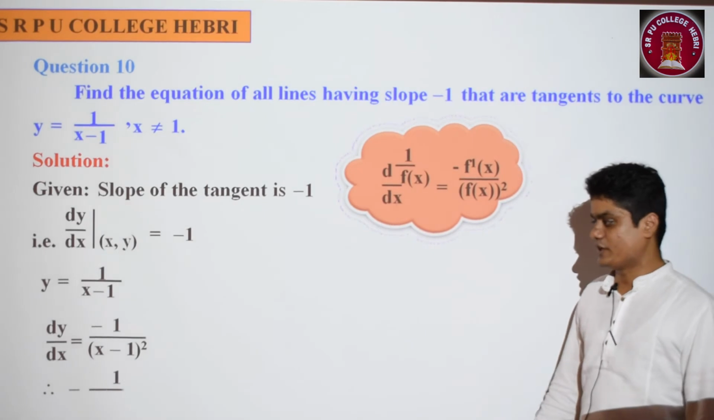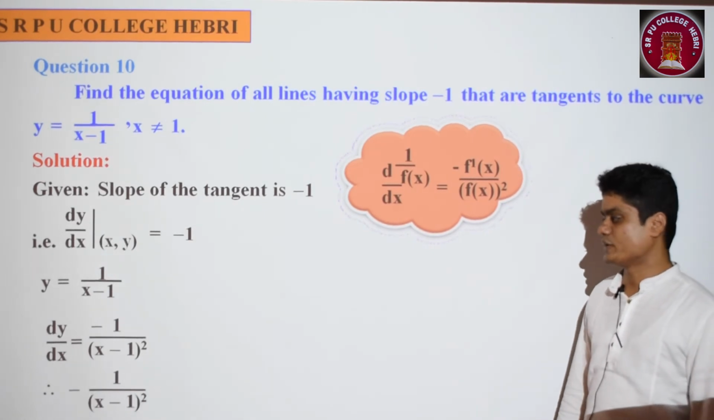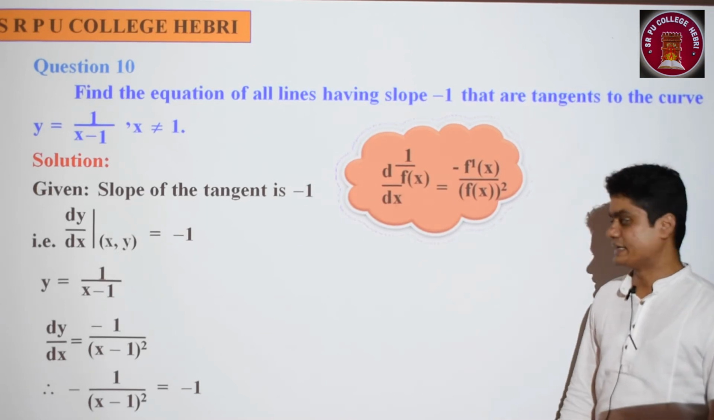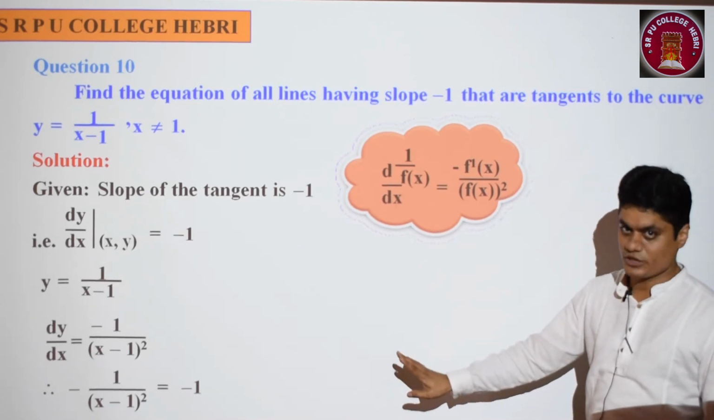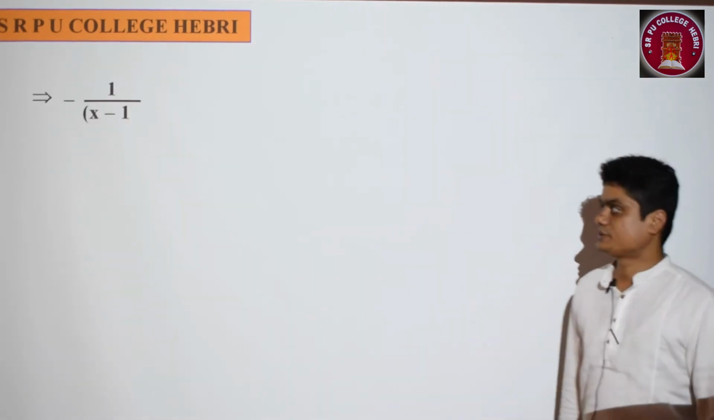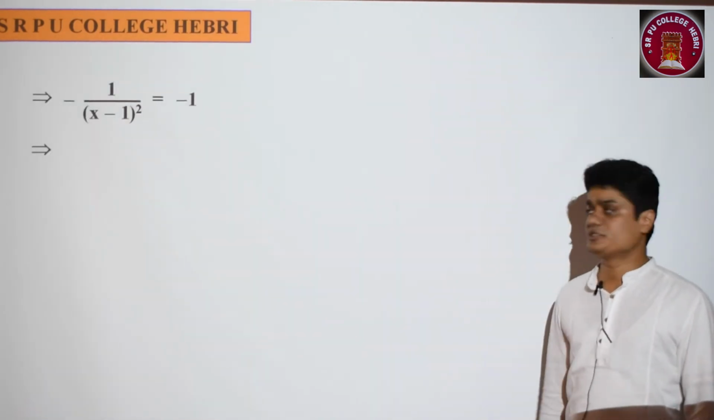So you are going to equate now. Minus 1 by (x minus 1) whole square is equal to minus 1. So from both sides the minus will get cancelled. Did you understand this? Sure, no? So I'm moving to the next slide. Yes. So we have this. Minus minus cancel.